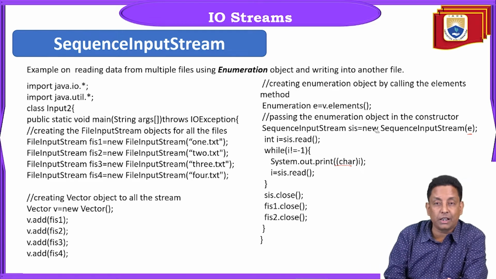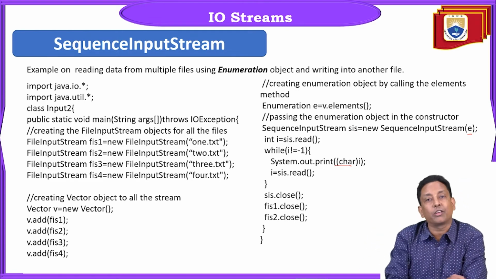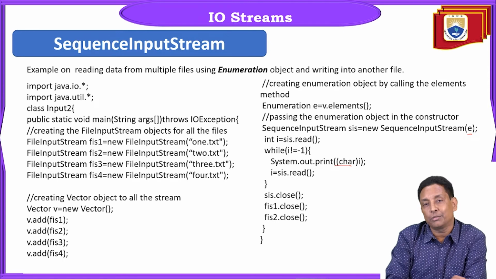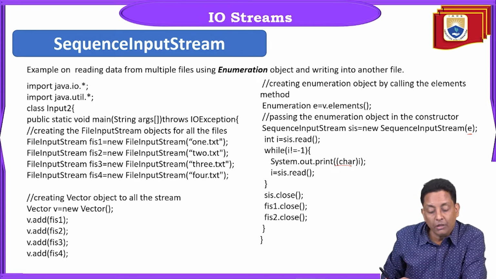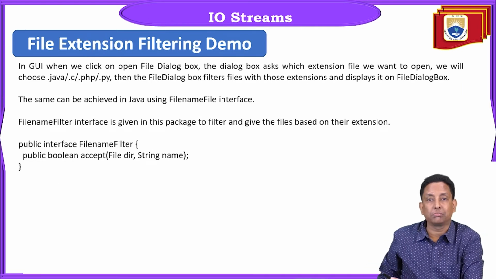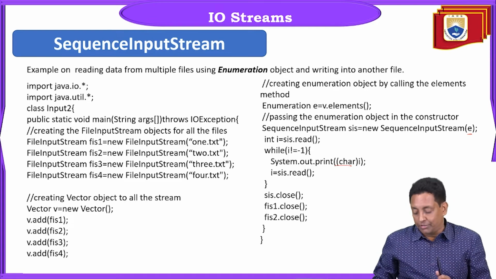Again, this sequence input stream can be assigned to a data input stream so that you can read line by line. You can assign it to a buffer input stream so that you can read data buffer by buffer. That is all your choice. So that ends sequence input stream.